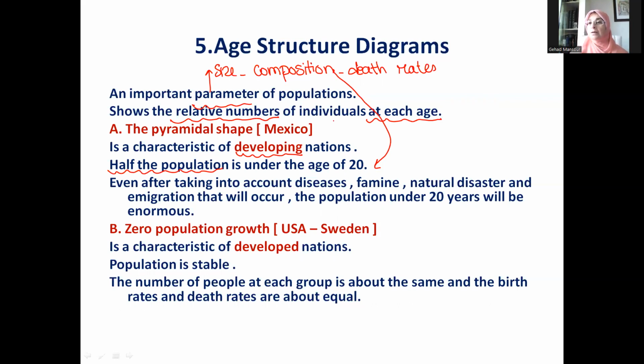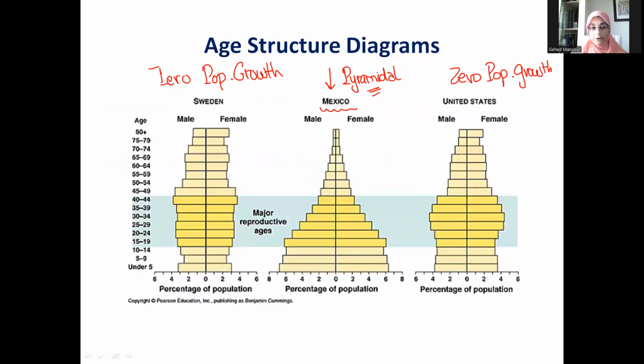Why? Because they give a big number of offspring, they do not apply contraceptive measures, and they love to have big families and a big number of offspring. Even after having taken into account diseases or natural disasters or emigration that occurs, the population under 20 years of age will be an enormous population.